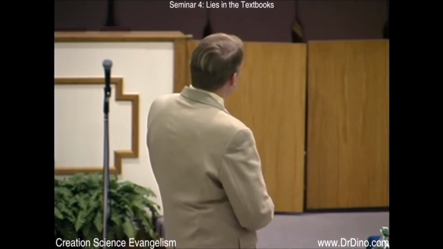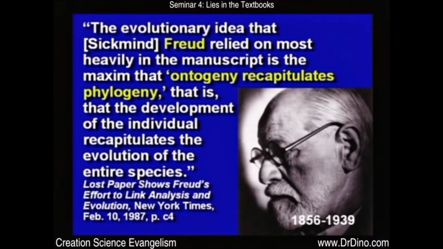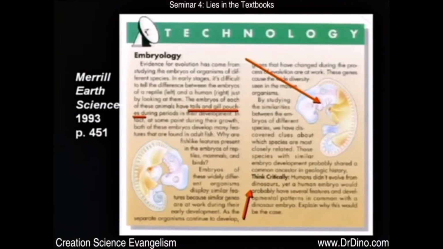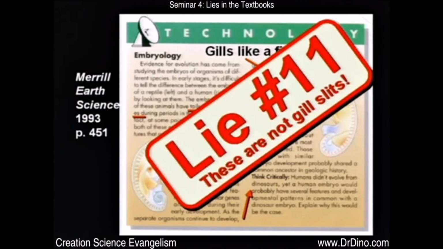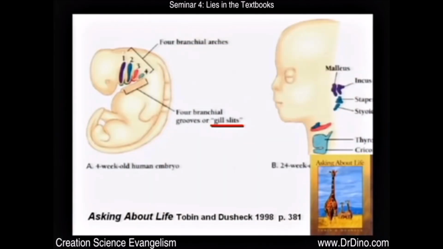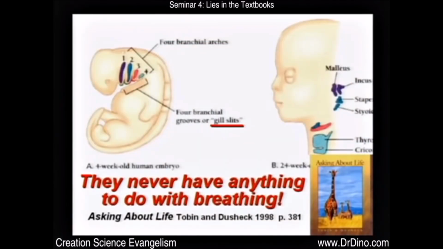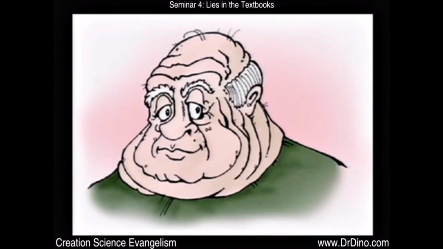Now, the idea that Sigmund Freud relied on was that ontogeny recapitulates phylogeny. That is, the development of the individual recapitulates the evolution of the entire species. This is stupid and dangerous. They tell the kids the embryo, the baby growing in the mother, has gills like a fish. Gills? That's a lie. Those are not gill slits. Those little folds of skin you see on the embryo grow into bones in the ear and glands in the throat. They never have anything to do with breathing. My uncle had 5 or 6 chins and he couldn't breathe through any of them but the top one. Okay? Those are not gill slits.